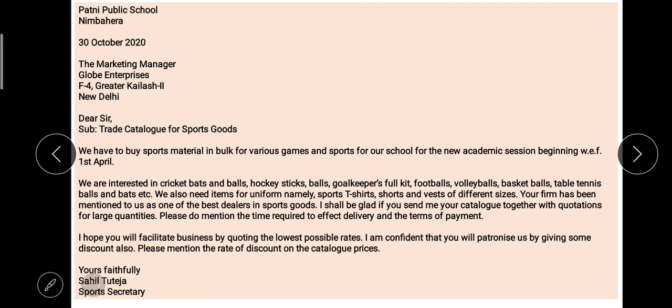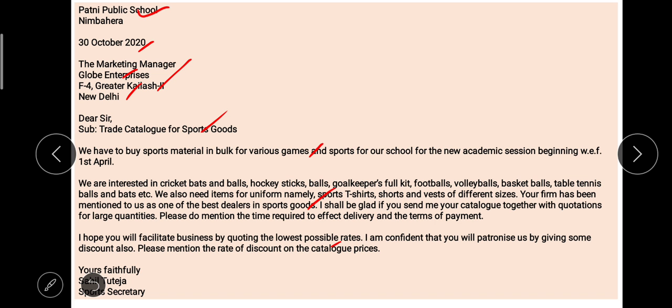To begin with, this is the writer's address, or you can say sender's address or self address. With a single line gap is the date line, and then with a single line gap is the receiver's address. Their marketing manager. We shouldn't say marketing manager directly. We need to put the before it. Then the name of the organization, then its location. After a single line gap is dear sir, then the subject, trade catalog for sports goods, and here is the body of the letter, which is divided into three paragraphs, 1, 2 and 3.